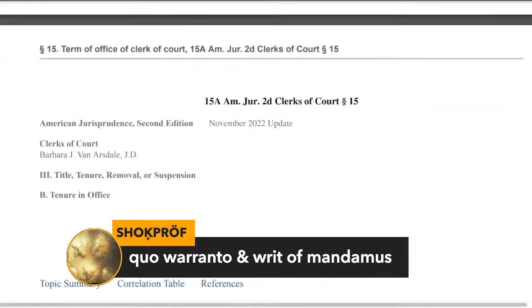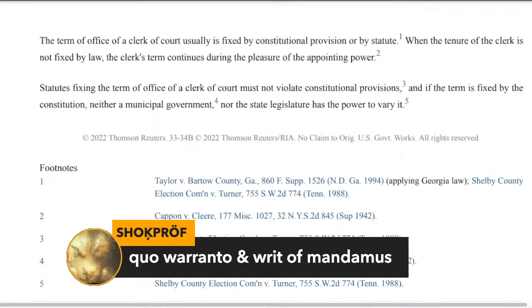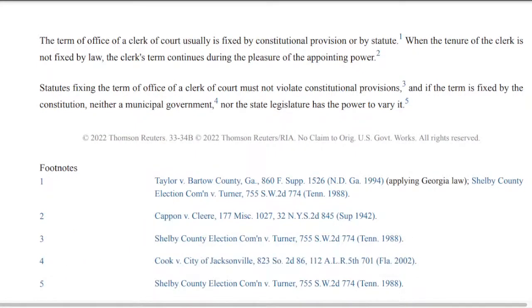And we're on to an hour mark, so we're getting pretty close here. Term of the office of clerk of court. So we're getting to our terms of 10 years here. The term of the office of clerk of court usually is fixed by constitutional provision or by statute. When the tenure of the clerk is not fixed by law, the clerk's term continues during the pleasure of the appointing power. So if the tenure of the clerk is not fixed by law, they just kind of continue until they upset someone.